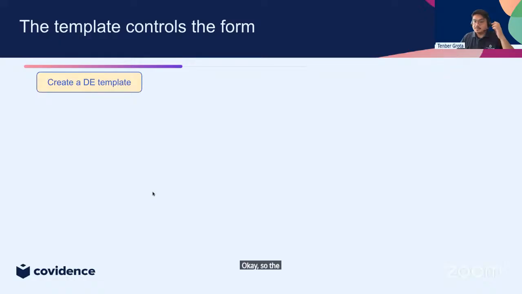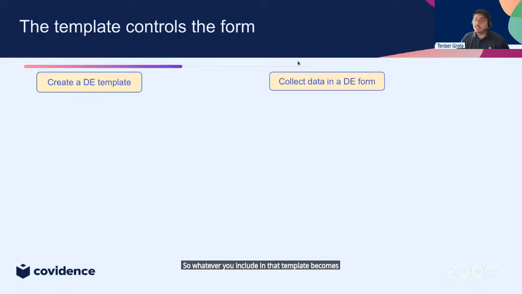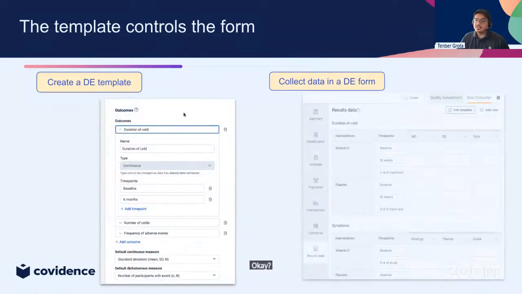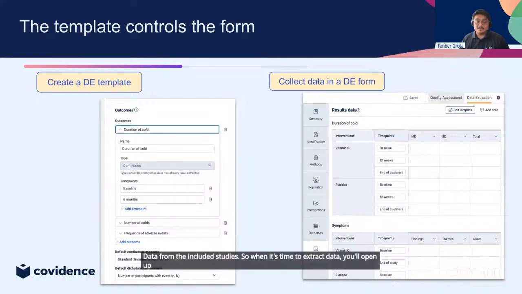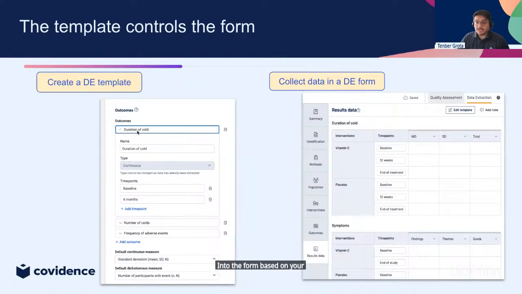Okay, so the first step in extraction one is setting up and publishing your DE or data extraction template. So whatever you include in that template becomes the structure for the data extraction form. Okay, so this is your template and this is your form. And so reviewers will use the form for extracting data from the included studies. So when it's time to extract data, you'll open up each study's full text PDFs, find the relevant information, and enter it directly into the form based on your created template. I'll be showing you what that looks like during the live demo.